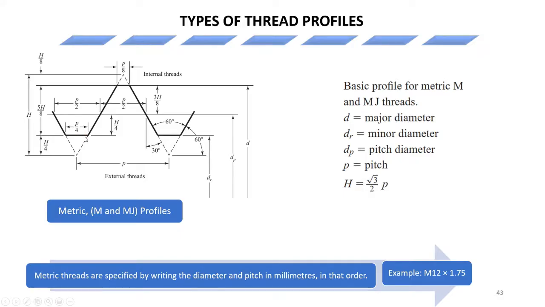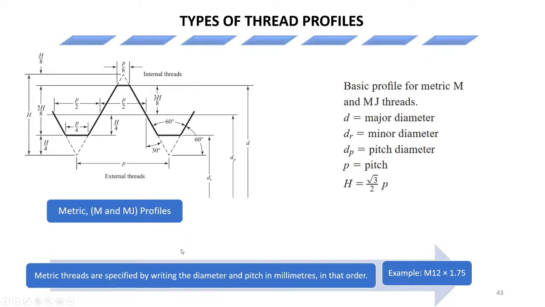If this is an external thread, then we can say that this point here is the crest for the thread, and this is the crest for the thread. Then for an external thread, we can say that this is the root. For an internal thread, this one here will be the crest, and that will be the root. So we have the metric thread, and for the metric we have two profiles, the M and then the MJ profiles.